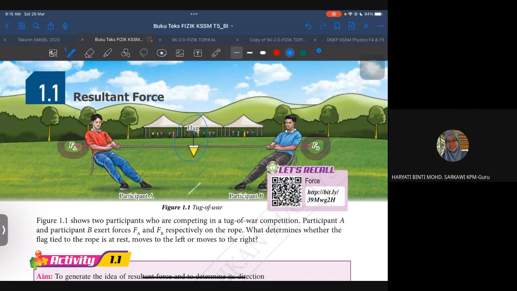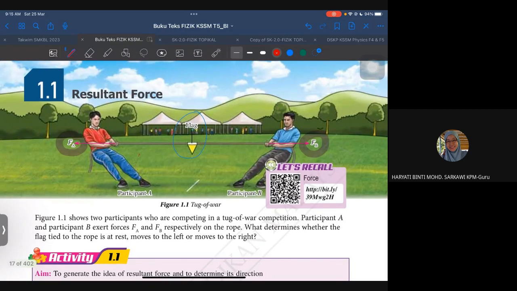Will there be any situation where the two participants pull in opposite directions, but the flag does not move? What condition will that be? How much force, compared, if the flag is stationary in the middle? Yes, same force, equal, correct. So if participant A pulls with 100 newton, and B also 100 newton, the flag will be stationary. In this case, we can say that the net force acting on the system is zero.